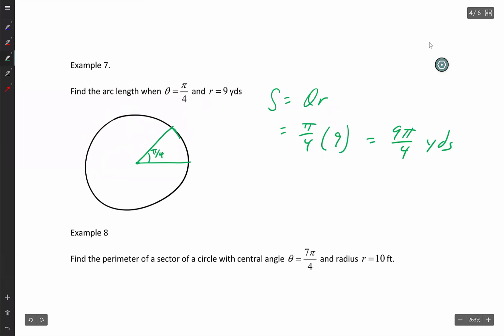What you found is this distance in red. The radius is 9. Very cool, guys. Happy face.